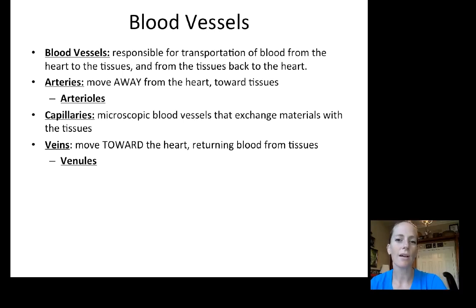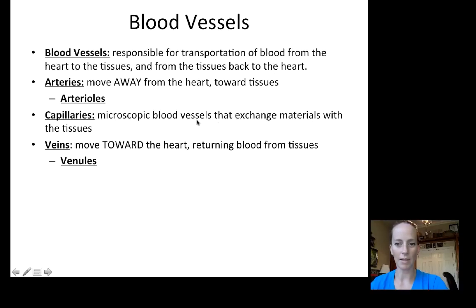So blood vessels are responsible for transportation of blood from the heart to the tissues, and from the tissues back to the heart. And in general, it's like this. Arteries move away from the heart and towards the tissues. Then arteries branch into smaller arterioles, and arterioles branch into even smaller microscopic blood vessels, which are capillaries.